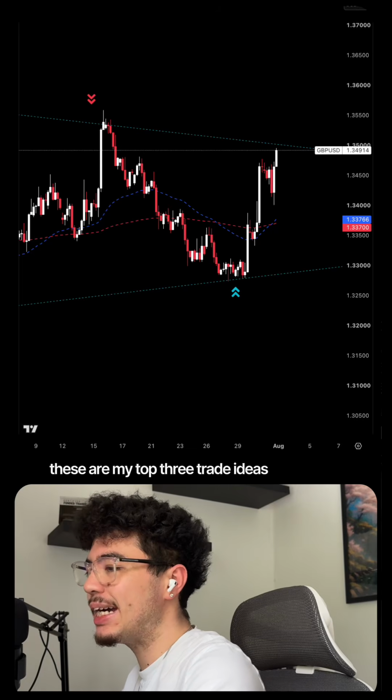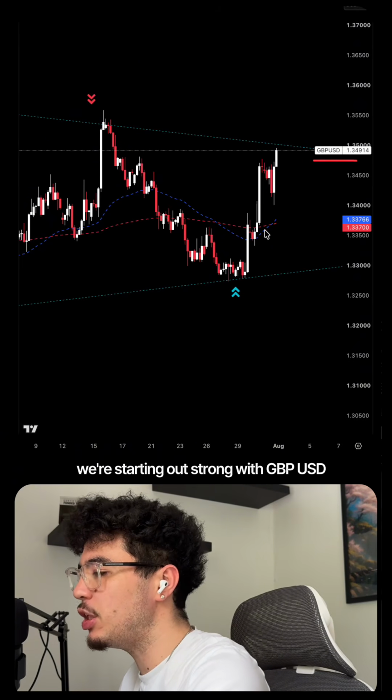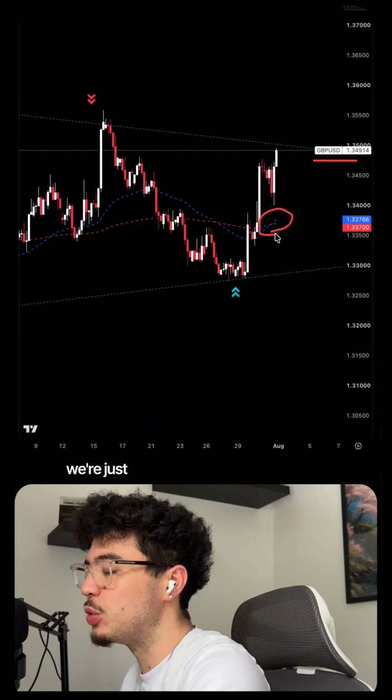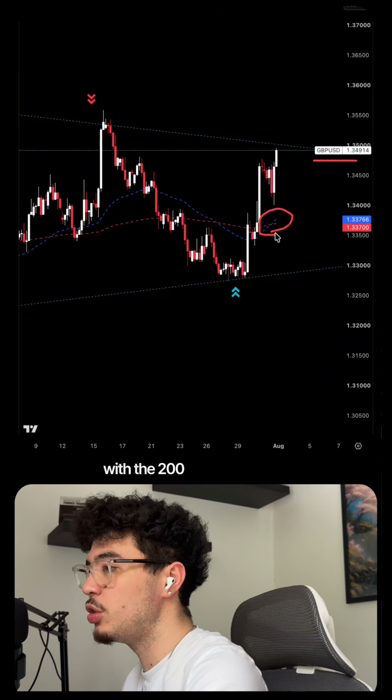These are my top 3 trade ideas for this week. We're starting out strong with GBP USD, and what we can see on the H4 timeframe is we're just about to establish a bullish trend with the 200 and the 50 EMAs.